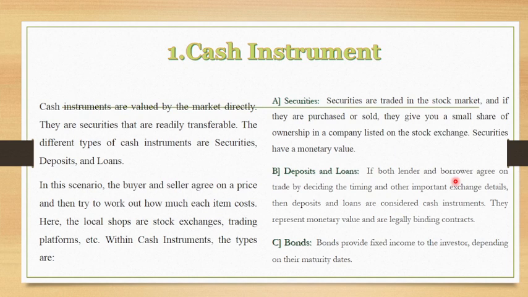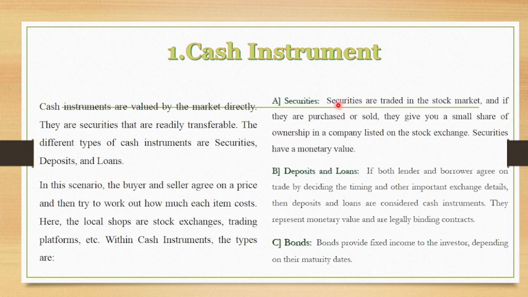First we will start with cash instruments. Now we will see the cash instruments in detail. In the cash instrument scenario, the buyer and seller are trying to work out how much each item or cash is worth. The different types of cash instruments are securities, deposits, and loans. Cash instruments are securities that are readily transferable and are valued by the market directly. Now we will see the types of cash instruments.